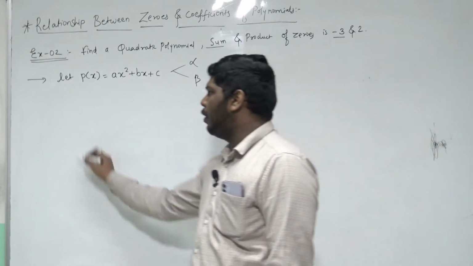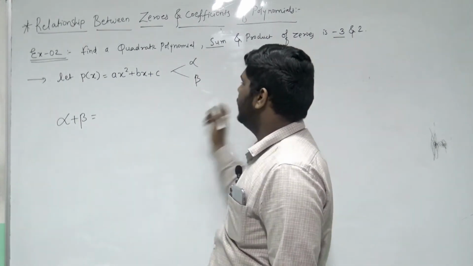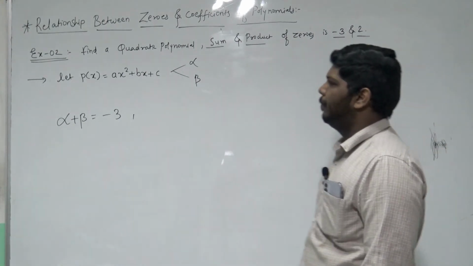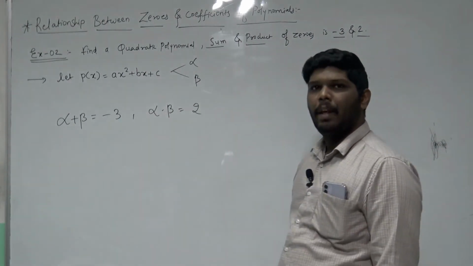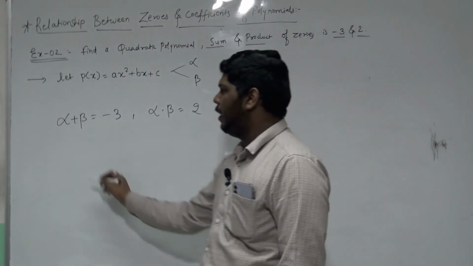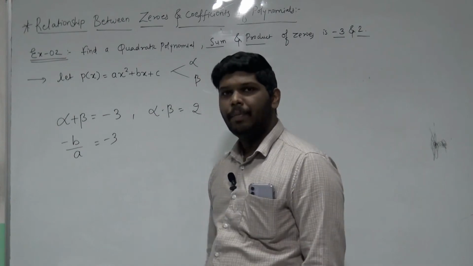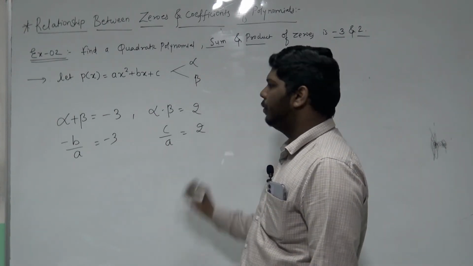So we can say sum of the zeros means alpha plus beta. It is given as minus 3. And second, the product of the zeros is 2. So we can say alpha into beta is equal to 2. Now we also know that what is alpha plus beta? Alpha plus beta is minus b by a, that is equal to minus 3. And here alpha into beta is c by a, that is equal to 2.